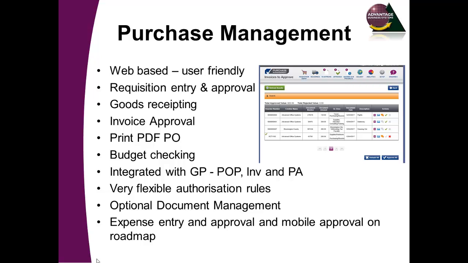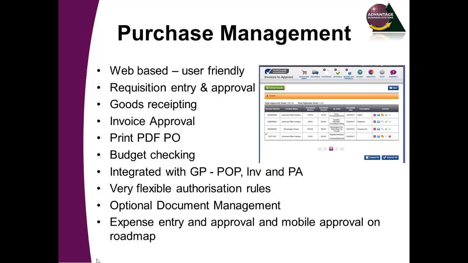There is a roadmap for Purchase Management to add more functionality in, so you've got expense entry and approval coming out next year, and also mobile approval, so they're creating a browser for use on smartphones. So if you've got people out and about that want to be able to approve documents, they'll be able to do that on their phone moving forward.